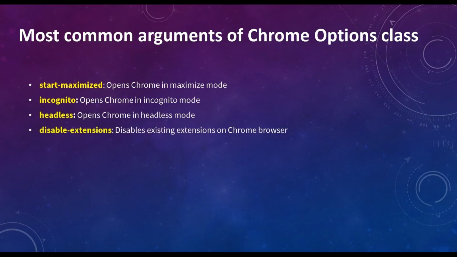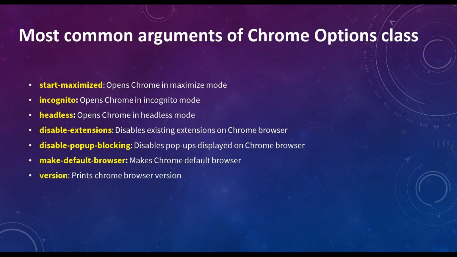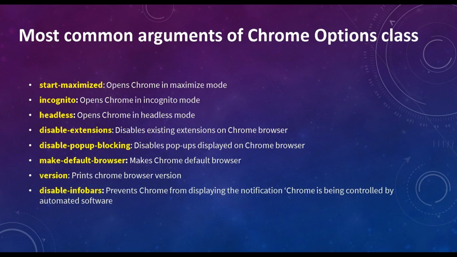Disable extensions: disable existing extensions on the Chrome browser. Whatever extensions you have added to Chrome will get disabled if you enable this disable extensions. Disable pop-up blocking: disable pop-ups displayed on the Chrome browser. Whenever you want to stop the displaying of any pop-up messages, you can go with this option, disable pop-up blocking. Make default browser: makes Chrome the default browser. Version prints the browser version.